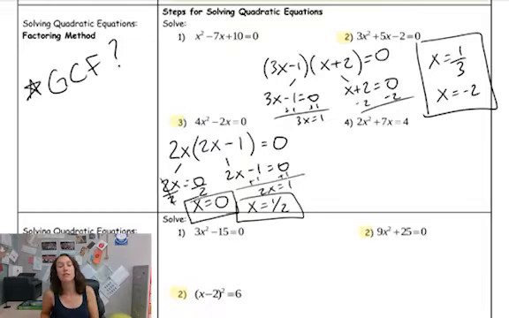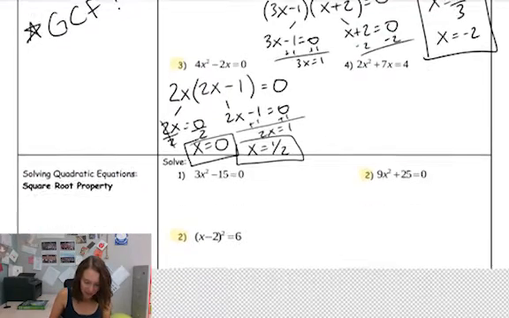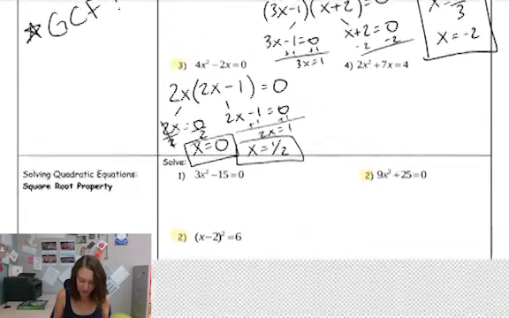Sometimes we'll have two answers. Sometimes we'll have only one answer. We'll see an example like that. Sometimes we'll have imaginary answers, which we'll also look at. All right, so that's a little bit of factoring review for you.